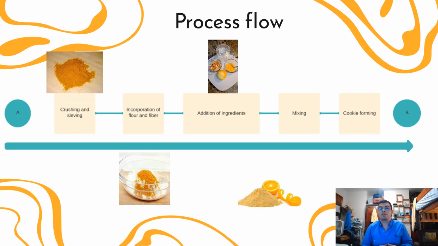Following the process flow, the next step is crushing and sieving, where the peel is crushed and sieved to obtain the fiber. We must make sure that the particle size is less than 100 microns. Afterwards, we incorporate wheat flour and the fiber powder that we obtained. Then, addition of ingredients: ingredients such as chocolate powder, walnut, milk, vanilla, and stevia are added. The fiber represents 20% of the mixture. Then we proceed to the homogeneous mixing for 5 minutes, and we let the dough rest to form the cookies.